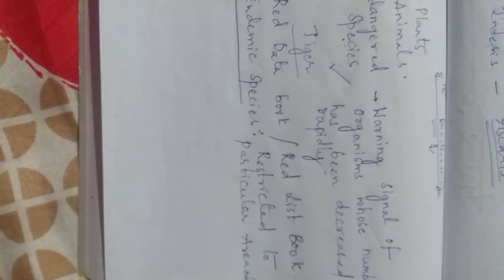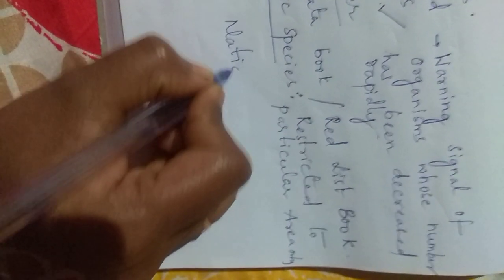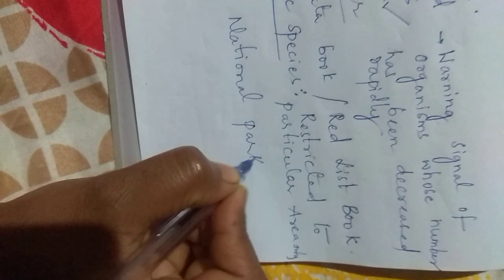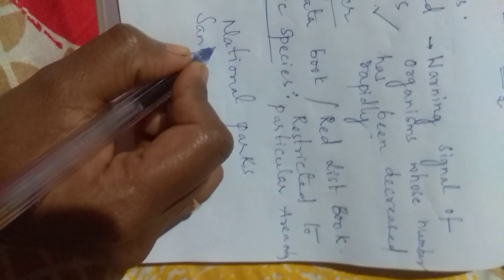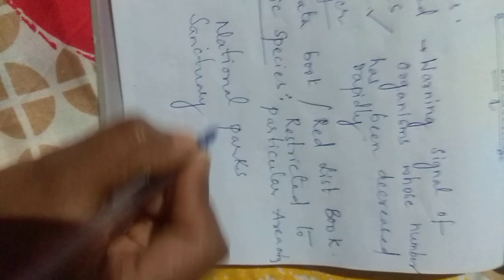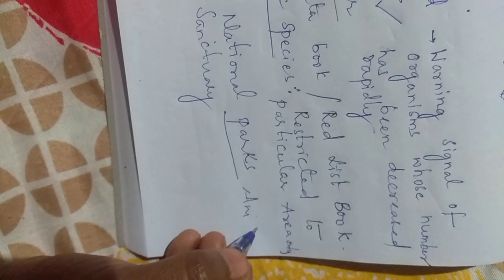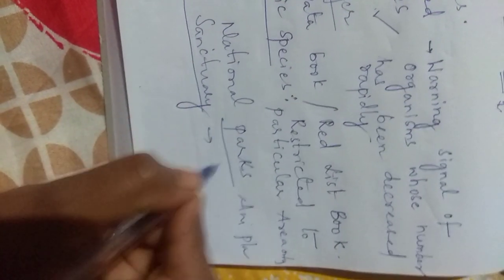Next. As there are certain endangered species in our country or in the whole world, there is a need to protect them. So to protect them, we are having national parks and sanctuaries for birds. National parks are for animals and plants. Sanctuaries are specially for birds. So we have to protect all the organisms, especially endangered organisms, so that our biological diversity will be saved.